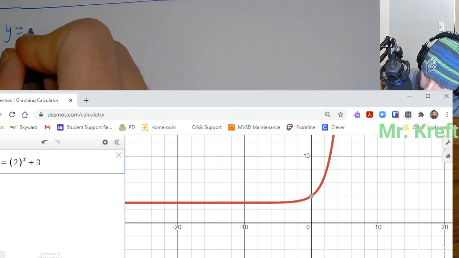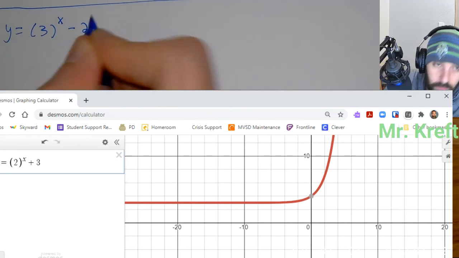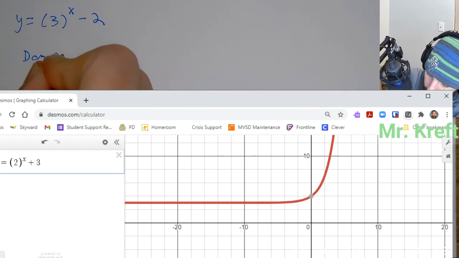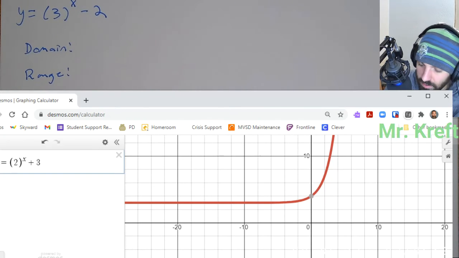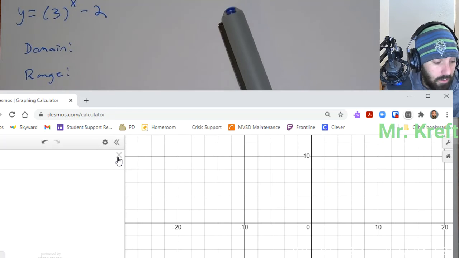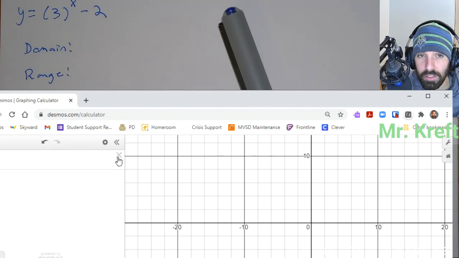Let's do y equals 3 to the x minus 2. Okay, and I want you guys to try this one on your own. So the domain and the range. Now remember here, the domain is always going to be the same. So you're just graphing this and finding the range. So try this one out on your own. This shouldn't take very long, about a minute. You're just typing it into your graphing calculator, and you're saying the range. Is it above or below, and what number is it above or below?